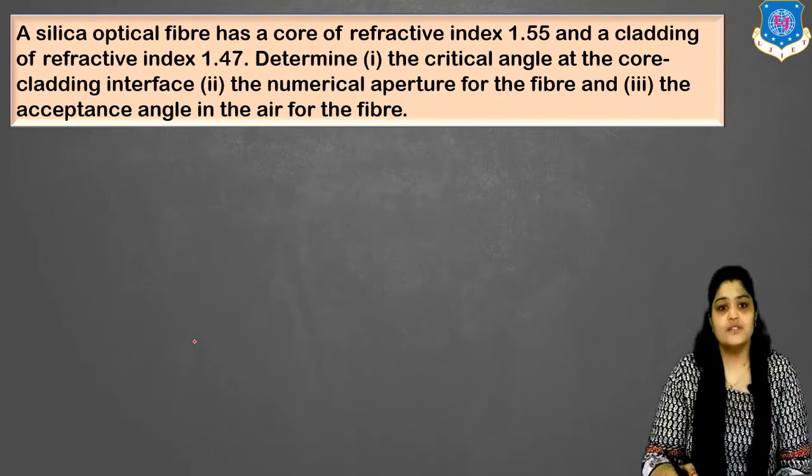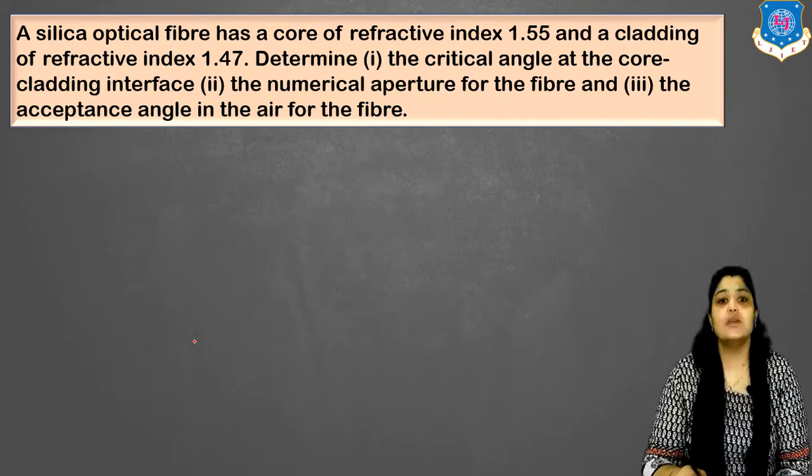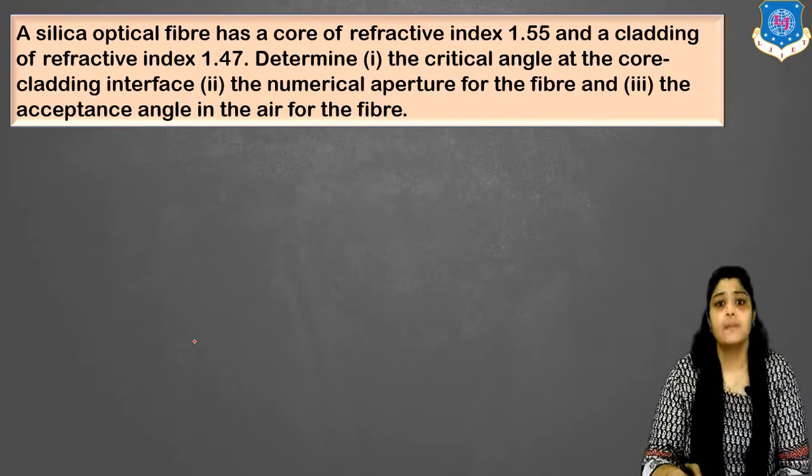So I'll just read the question first. A silica optical fiber has a core of refractive index 1.55 and a cladding of refractive index 1.47. You have to find out the critical angle of core and cladding. You have to find out the numerical aperture of the fiber, and you have to find out the acceptance angle in air for the fiber. Now what do you mean by critical angle?